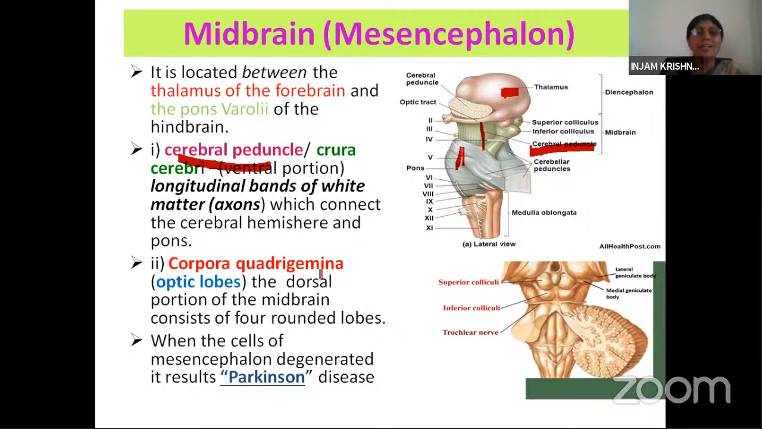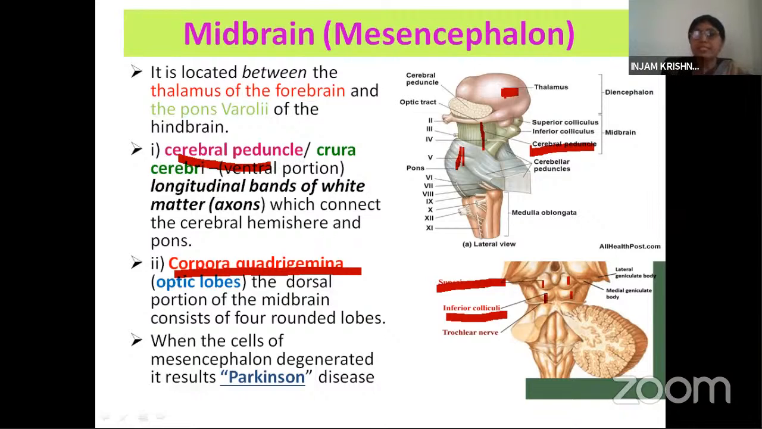The first part of the midbrain is the cerebral peduncle, and the second part is corpora quadrigemina or optic lobes. The cerebral peduncle we are able to see on the ventral or lateral side, but here we see the dorsal side. The dorsal portion of the midbrain consists of 4 rounded lobes. This is the dorsal view. 1, 2, 3, 4. These 4 rounded lobes are the optic lobes. The upper lobes are called superior colliculi, connected with visual function, and the lower lobes are inferior colliculi, connected with auditory function. These 4 lobes are called corpora quadrigemina.